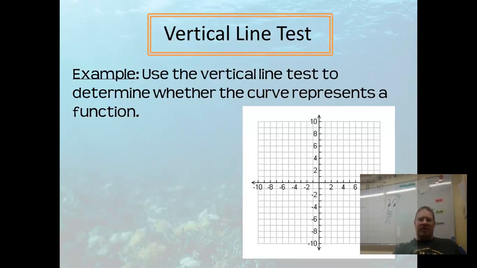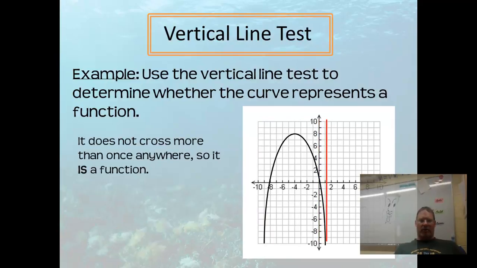Alright, so let's say that this is our function right here. Another fine looking parabola. Does this represent a function? Okay, well, here's our vertical line. If I take that vertical line and I move it across, you'll notice that it doesn't cross the graph anywhere more than one time. So that counts as a function.